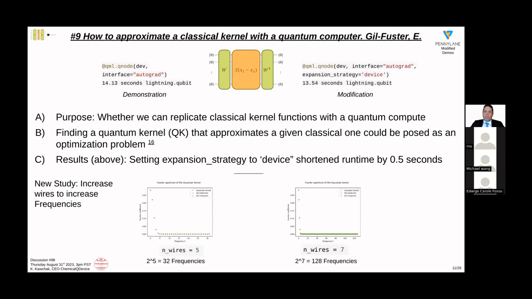So basically, I changed the expansion strategy, and it ran a little bit faster. Now, I think the more compelling thing in this one is the number of qubits and frequencies: when I go from 5 wires to 7 wires, it's 2 to the n. So it's basically 32 frequencies for 5 qubits, or 128 frequencies for 7. And as you can see, there's a lot more going on with this Fourier spectrum.